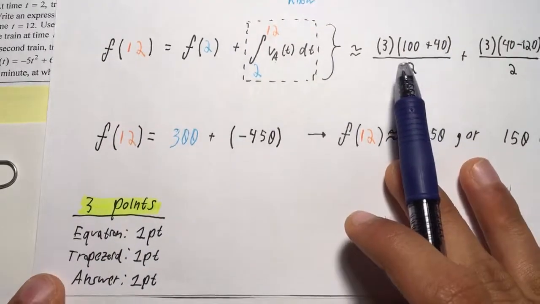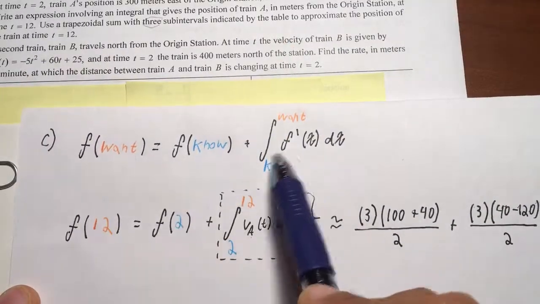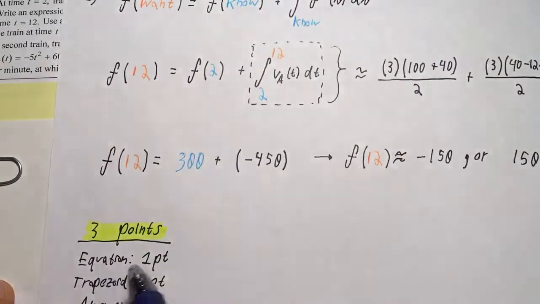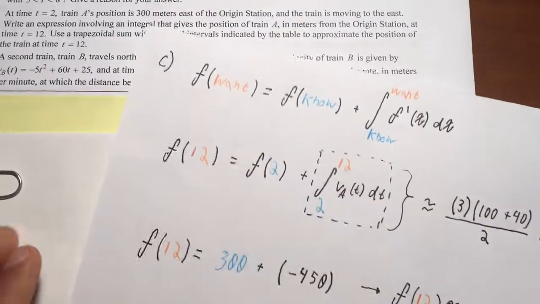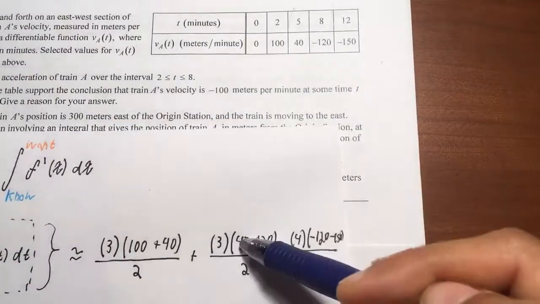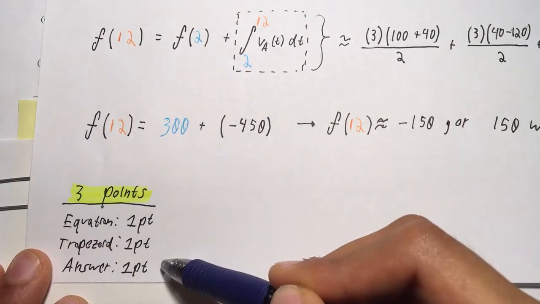Now this was worth a lot of points. 1 point for the setup, just knowing this formula, this equation, that's going to be your go-to route. 1 point for using the trapezoid rule. Again, you can look up the formula, or you can just use the concepts that I used up here, same thing. And finally, just 1 point for the actual answer.